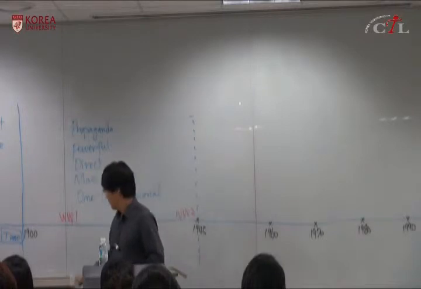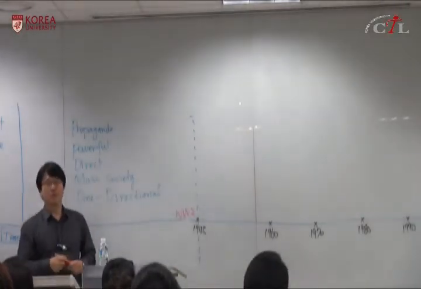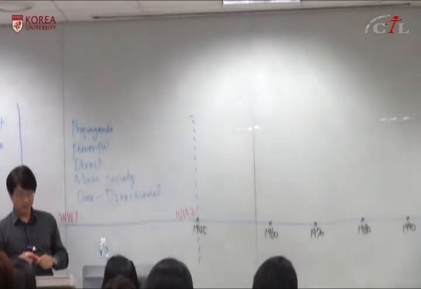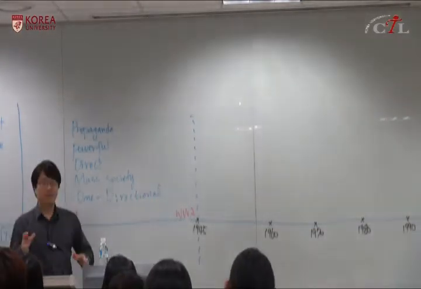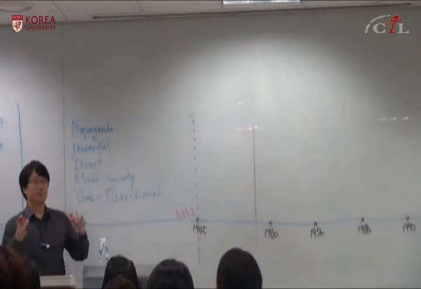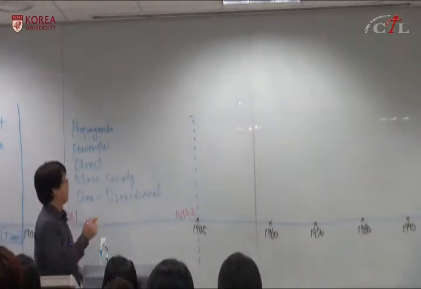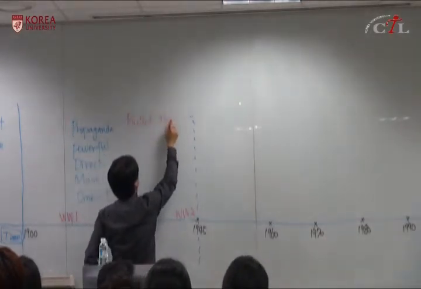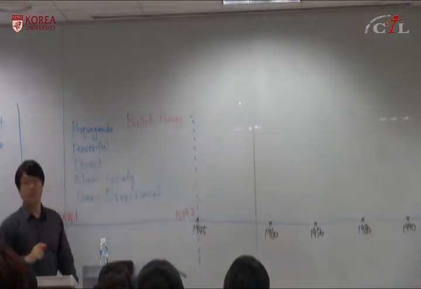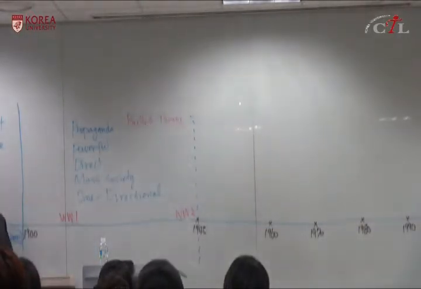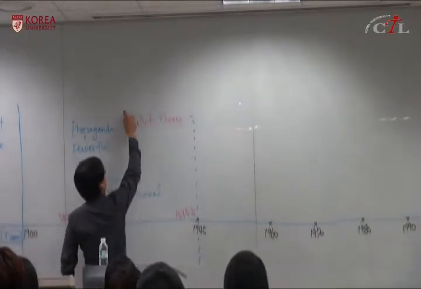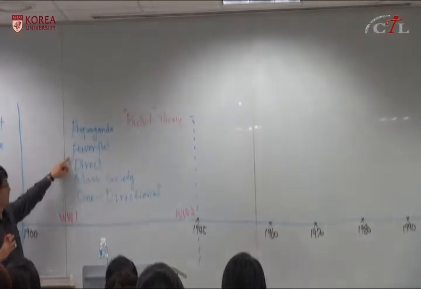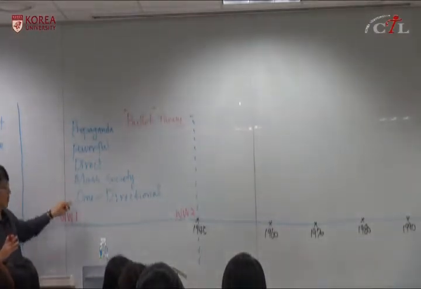So a lot of research focused on these characteristics of the media, and then they suggested media effect theory. The very first media effect theory is the bullet theory, right? It's quite important. The concept of the bullet is very powerful, very direct and one-directional.